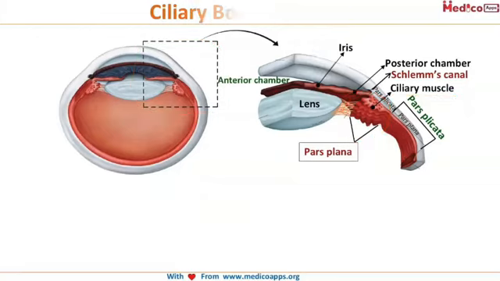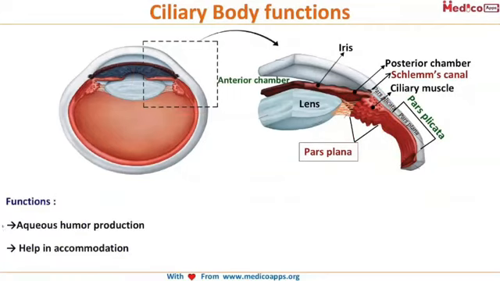Now, what are the functions of this ciliary body? The major two functions are production of aqueous humor and it helps in accommodation. We will understand further how it helps in accommodation. So, for now please remember that the functions of ciliary body are production of aqueous humor and accommodation.